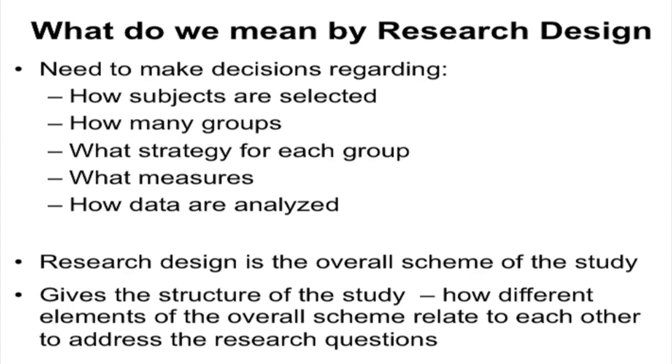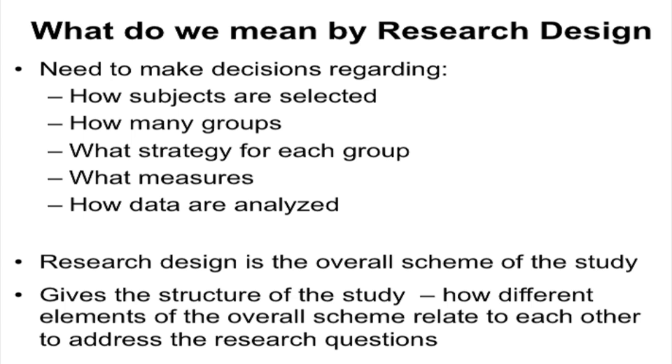So there are several of these questions for which you have to make decisions during various phases of planning your research study. You still haven't begun executing it. You're still at the planning stage. Now, research design is what we mean by the overall scheme of the study. It's an outline that helps you answer all these questions. It gives structure to the study.